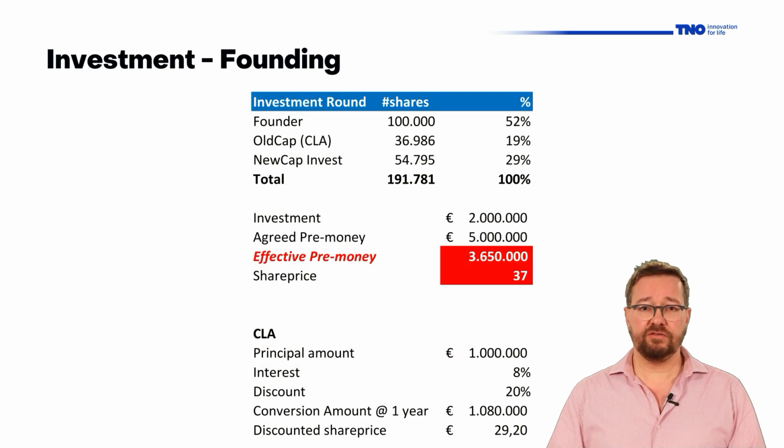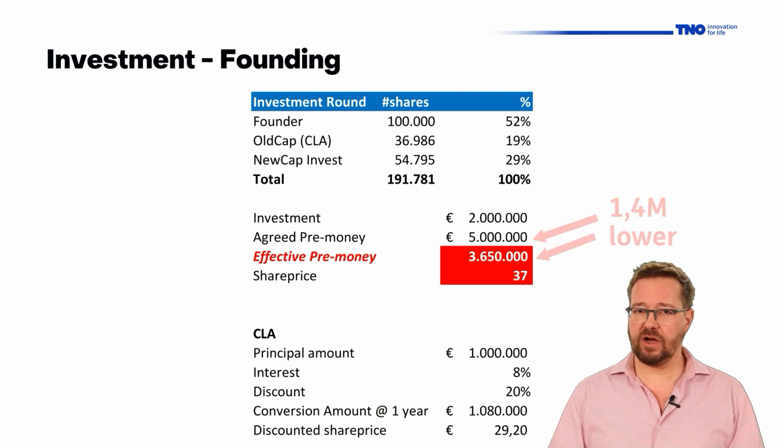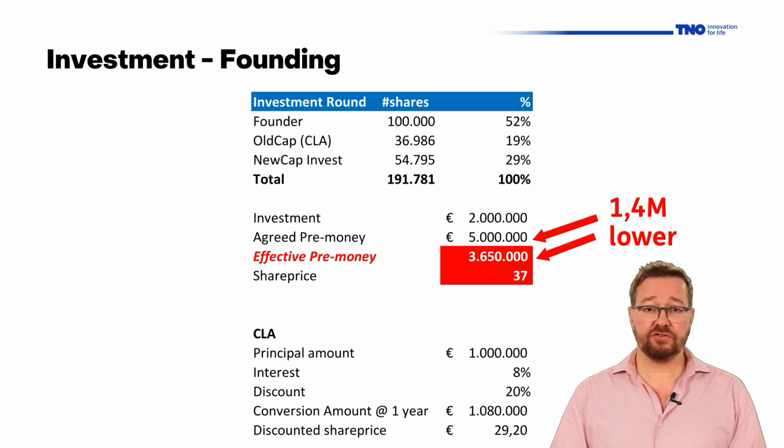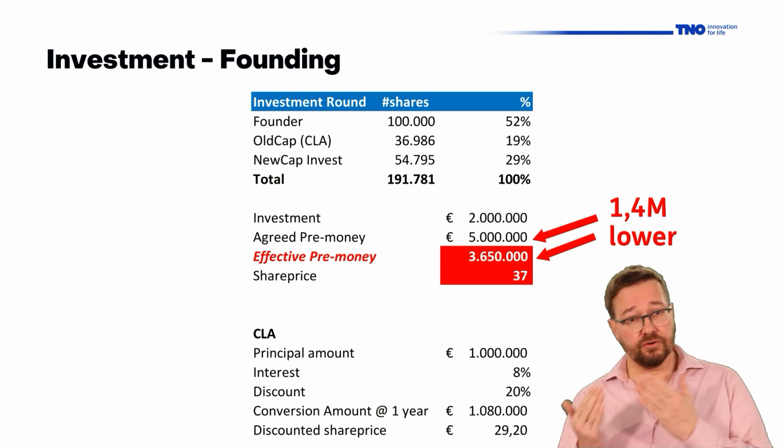In this cap table, we've introduced the effective pre-money, which, as you can see, is about 1.4 million lower than the agreed pre-money, lowering the effective share price from 50 to 37 euros.